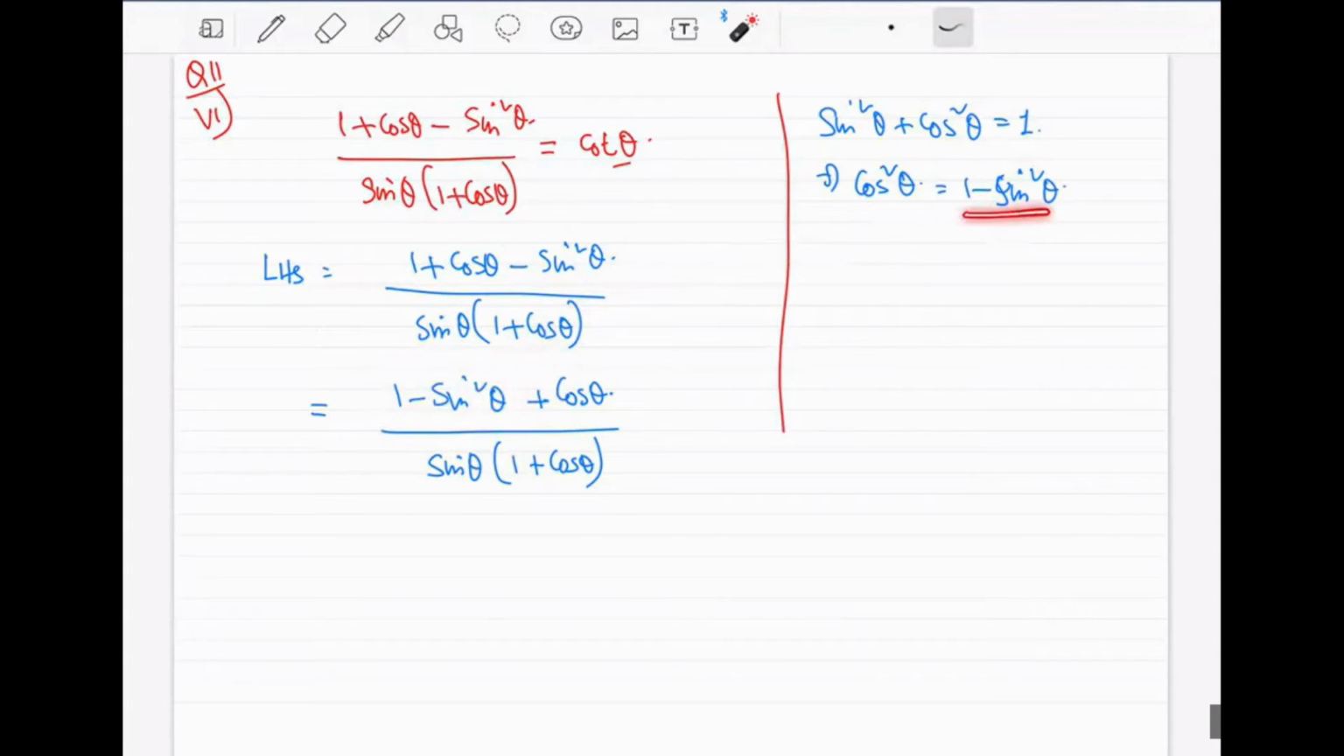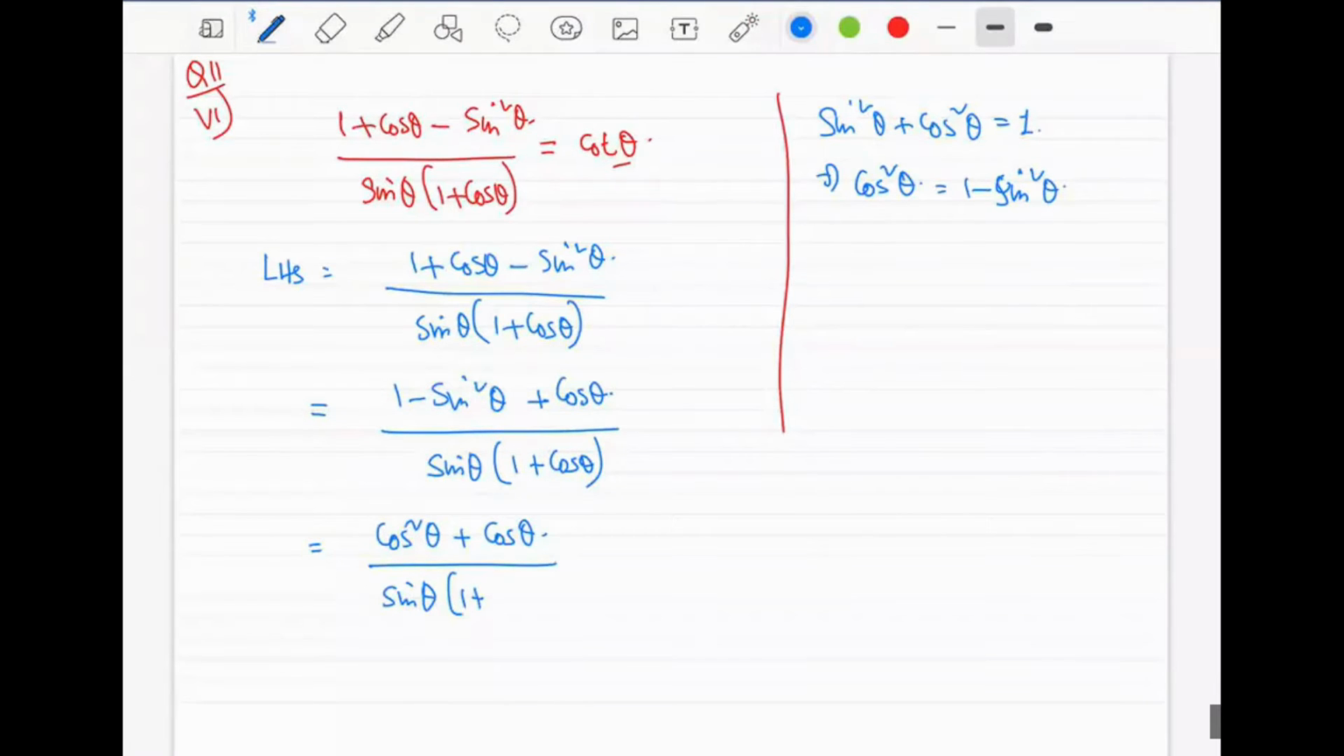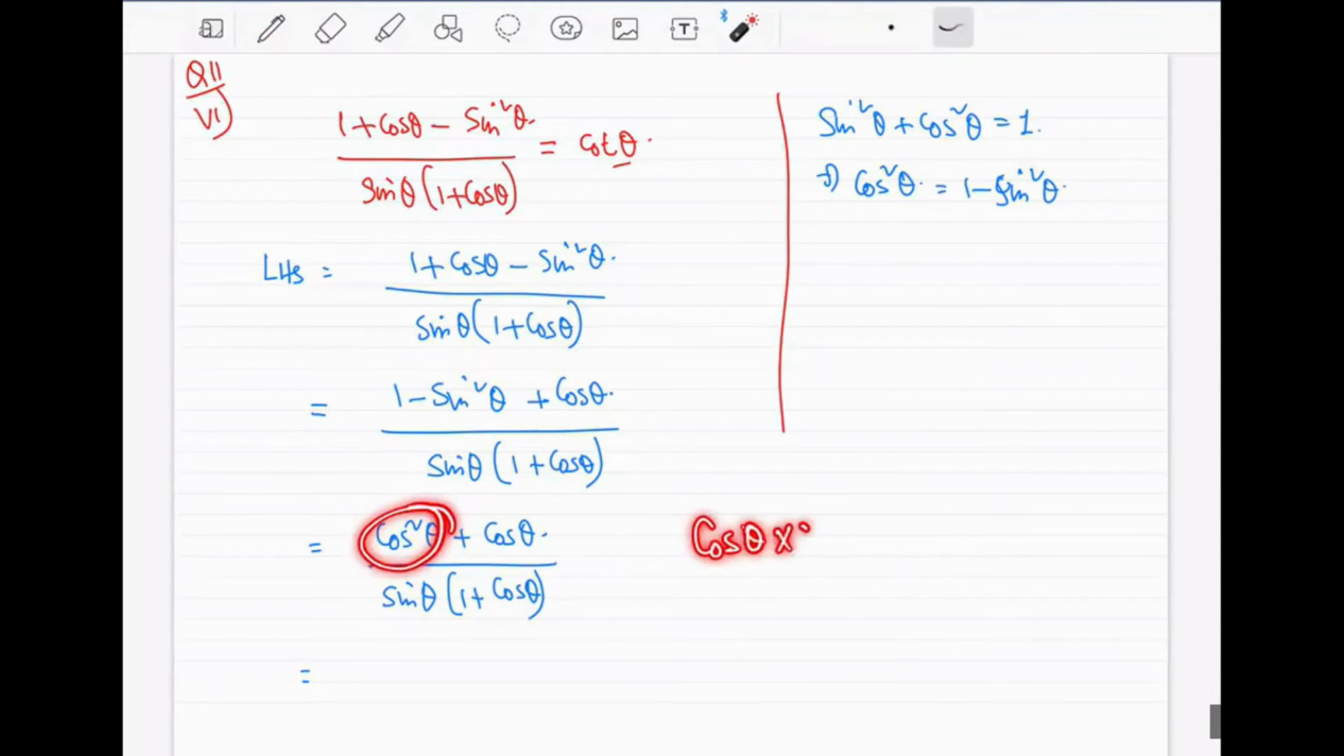1 minus sine square theta is how much? It's cos square theta according to the formula. Now you replace this. What do we have? We have got (cos square theta plus cos theta) divided by (sine theta times (1 plus cos theta)). No change in the denominator. Continue. Look, how many cos theta are there? There are 2 cos theta here. Cos theta into cos theta.